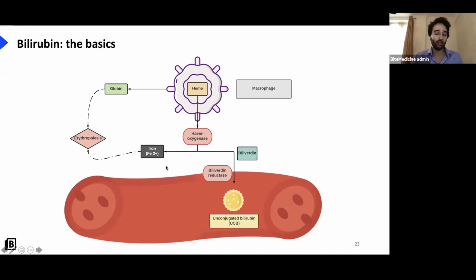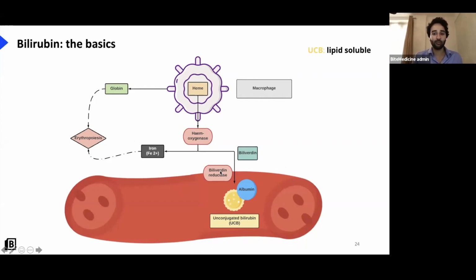But why is all of this so important? Well, unlike the iron, which is reused in erythropoiesis, unconjugated bilirubin is not recycled because it needs to be removed from the body because it is toxic. And that's why this is so important, because unconjugated bilirubin is toxic. We need to have an excretion pathway. So let's focus a little bit more on that now.